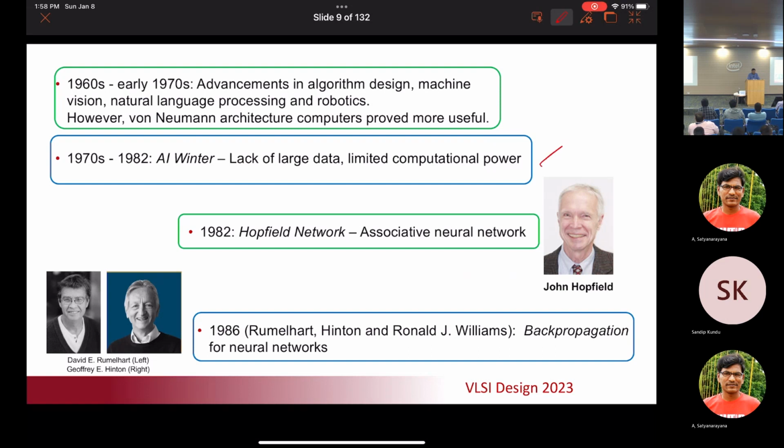And then the 1970s is largely called the AI winter, when the whole field was not developing and people were not interested. In 1982, John Hopfield created the Hopfield network, and this is the beginning of the spiking neural network. And then really the activity picked up in 1986 when Geoff Hinton and Rumelhart came up with this algorithm called the backpropagation algorithm. Unfortunately, I wouldn't have time to go through the backpropagation algorithm.